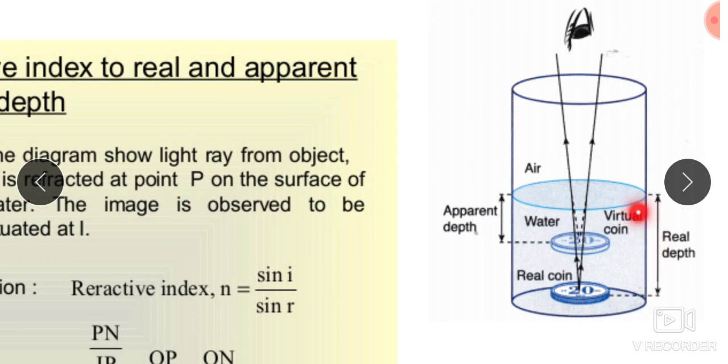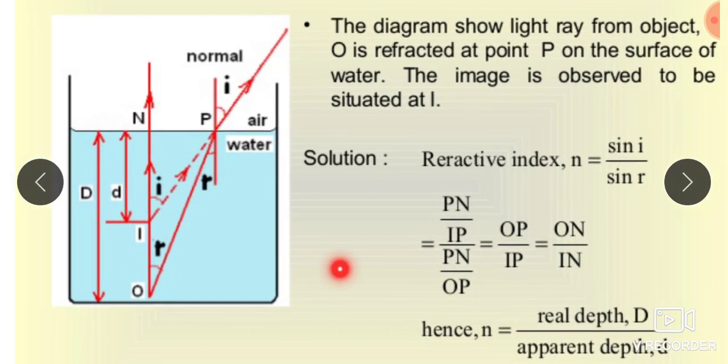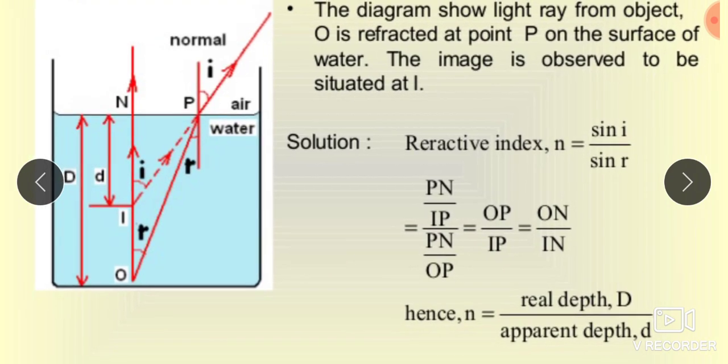If this is the water surface, this is the real depth and this is the apparent depth. So why is it happening? Again, we name it the phenomenon of refraction of light. Earlier I showed the formula: the refractive index is equal to real depth by apparent depth. From where are we getting this? The derivation is very simple.